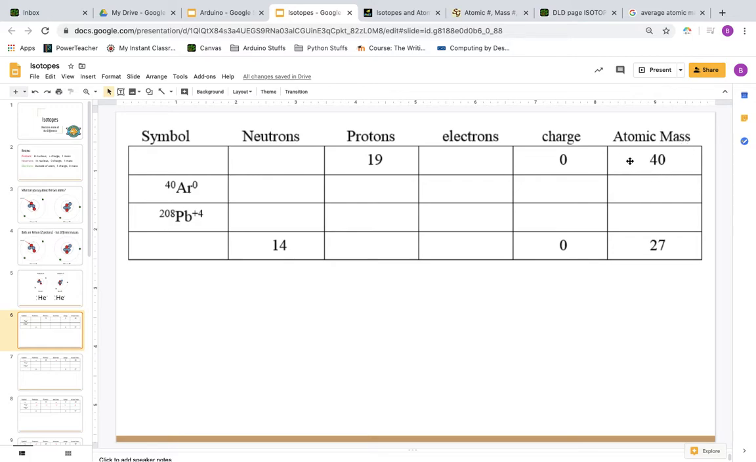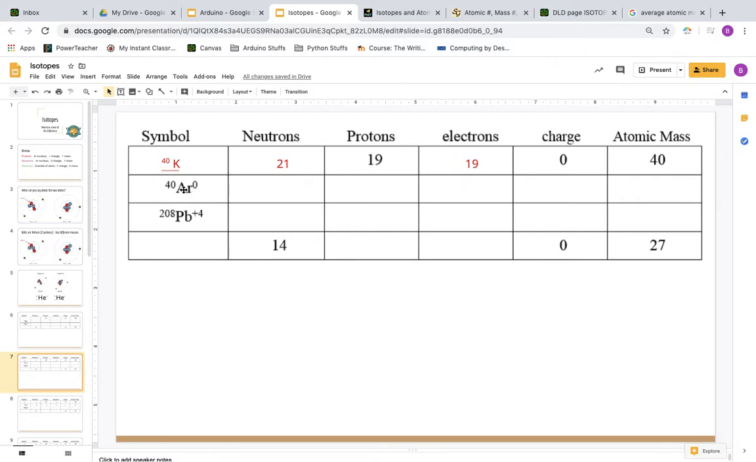This particular piece of potassium has an atomic mass of 40. That means it has 40 things in the nucleus. But wait, 19 of them are protons. 40 things in the nucleus, 19 of them are protons. So 21 of them must be neutrons because it is potassium-40. Since it does not have a charge, it's going to have the same number of protons and electrons, because protons are positive and electrons are negative.